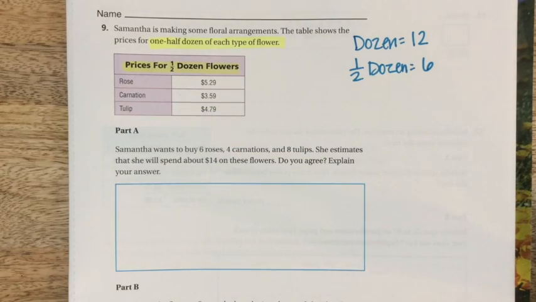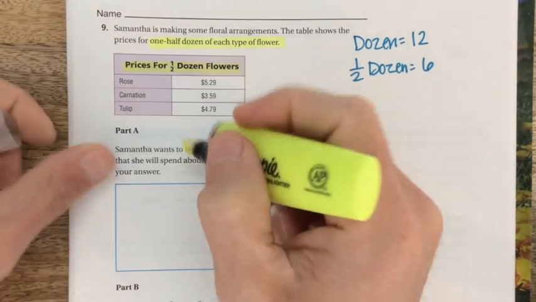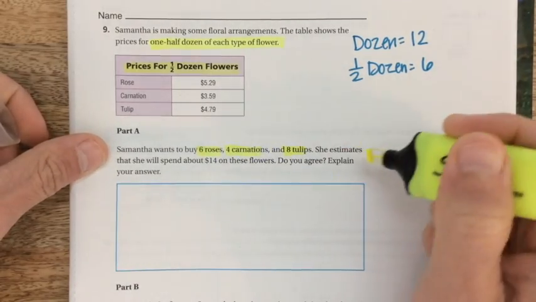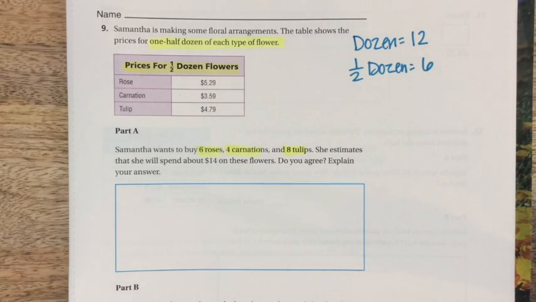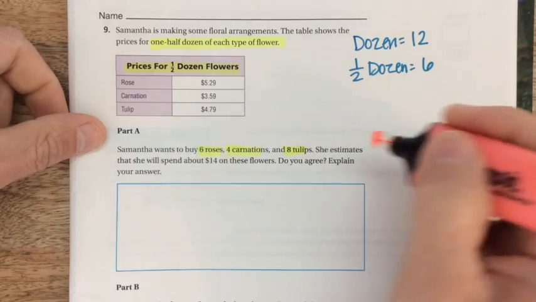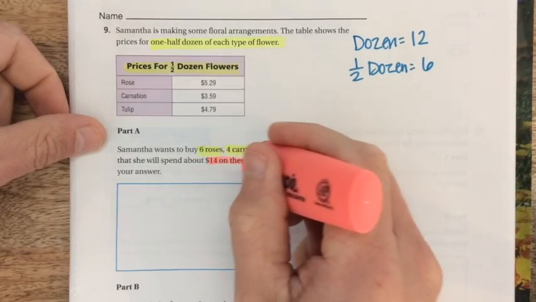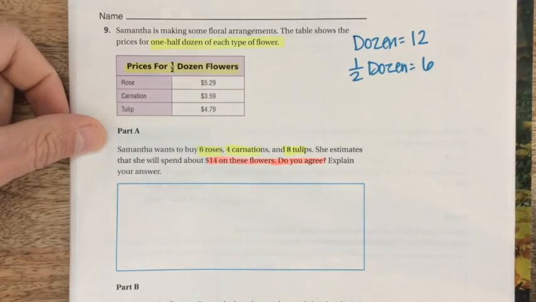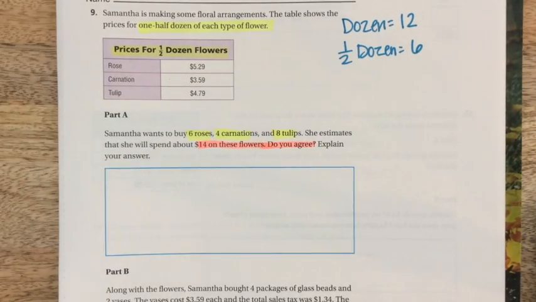So Samantha wants to buy 6 roses, 4 carnations, and 8 tulips. She estimates that she will spend about $14 on these flowers. Do you agree? Explain your answer. So they want to know, is a $14 estimate probable, or would you be able to back that up? Well, let's look at it, and we're going to explain our answer.